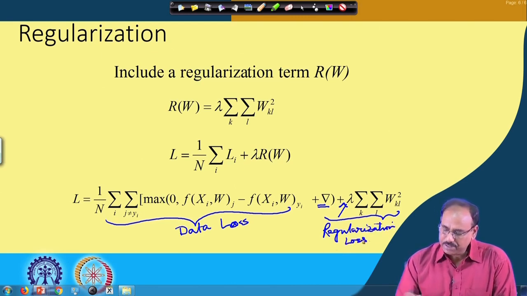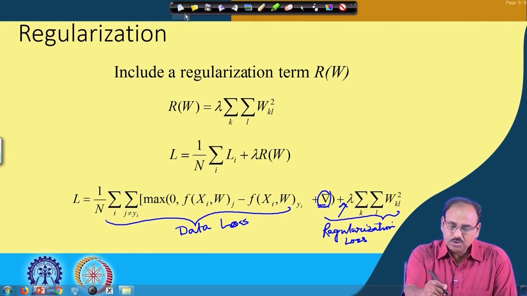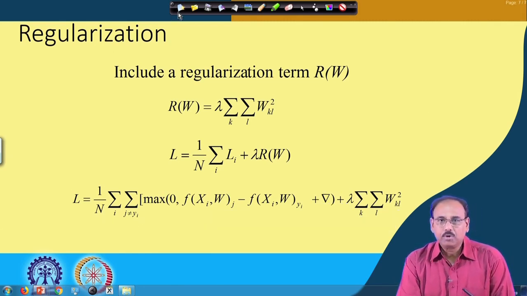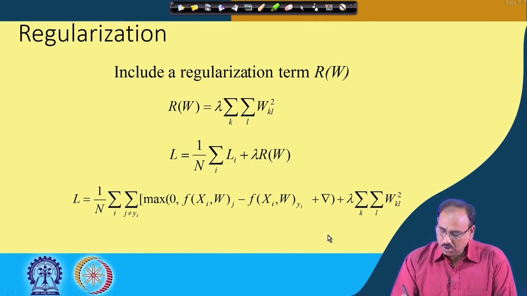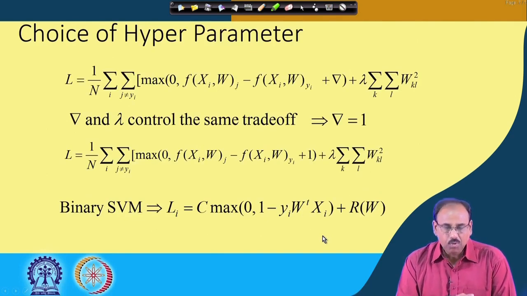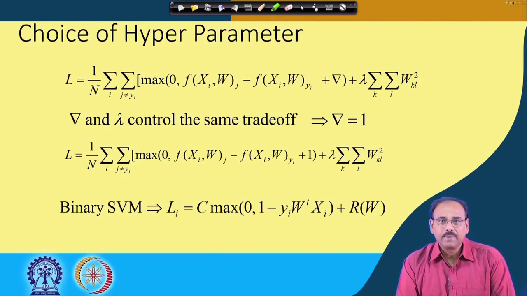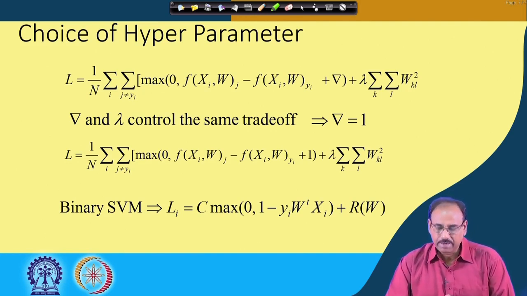So, we have got two hyperparameters over here, one is the threshold delta and the other one is lambda. I need to choose the proper values of these two hyperparameters. However, if you look carefully, you find that both lambda and delta control the same trade-off. That is, if lambda is more, the difference of Sj and Syi will also be more. If lambda is less, the difference of Sj and Syi will also be less. So, accordingly, I will have an effect of lambda.